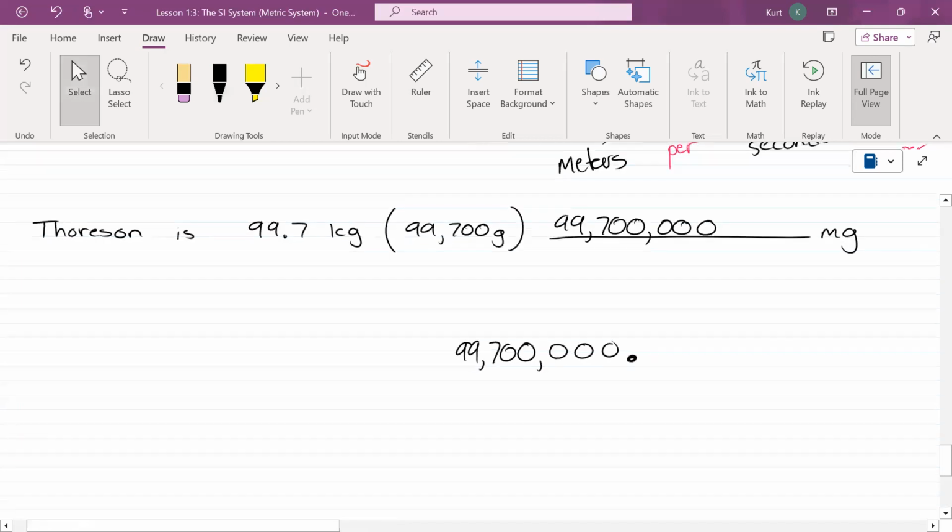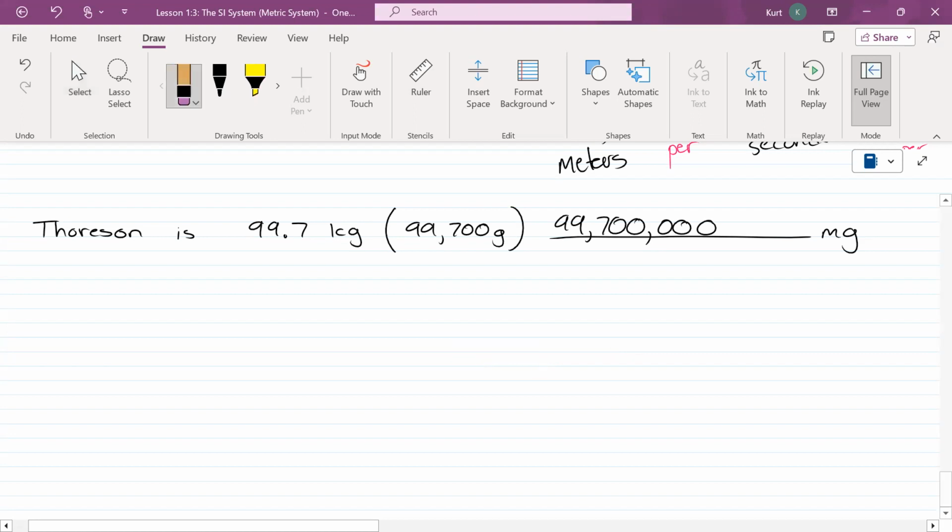What do you suppose is easier for a doctor at the hospital to do? Write down, Kurt Thorson is 99,700,000 milligrams, or 99,700 grams, or 99.7 kilograms. What do you think would be easier for them? The kilograms. Easy. So let's see if that might help you with a few of these.